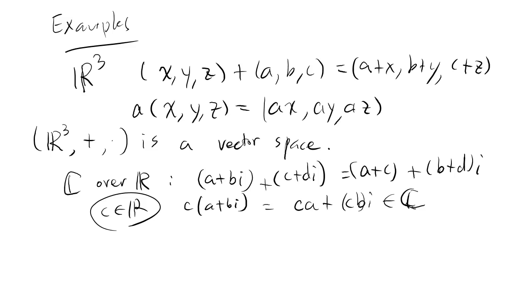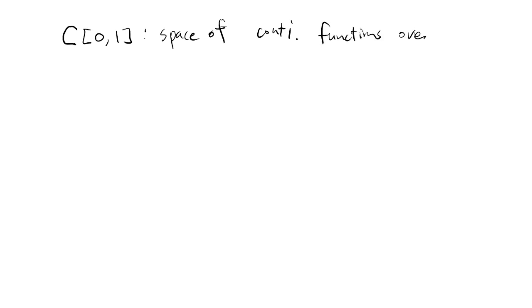That's still somewhat trivial. Let's talk about some really non-trivial example. Non-trivial example will be something like this. C[0,1], and this is the space of continuous functions over the interval [0,1]. Okay. So in other words, here's 0, here's 1. Think about any continuous function that you can draw.